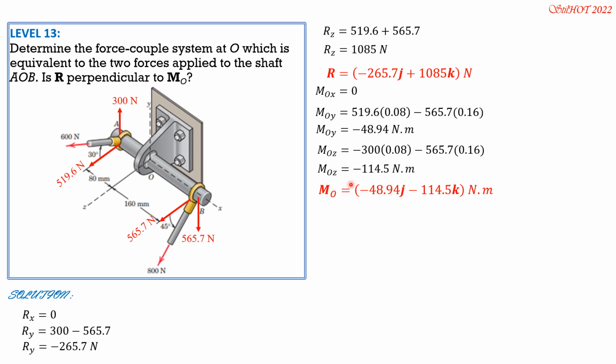So if we dot R with MO, because we have J here, definitely the dot product is negative 265.7 times negative 48.94 plus 1085 times negative 114.5. If it is not 0, then R is not perpendicular to MO. So the angle between them is not 90. Since the dot product of R with MO is not 0, therefore R is not perpendicular to MO. So that's it for this problem.